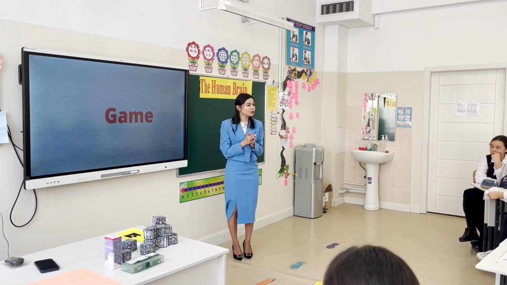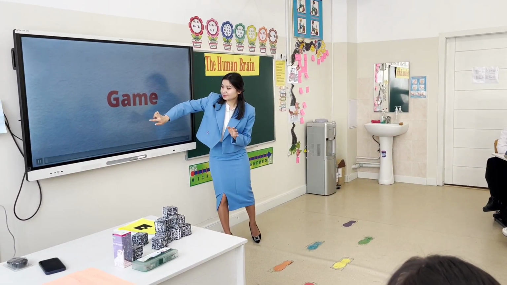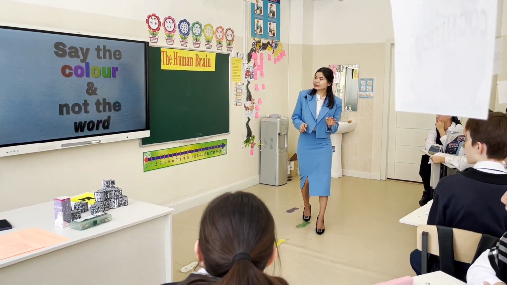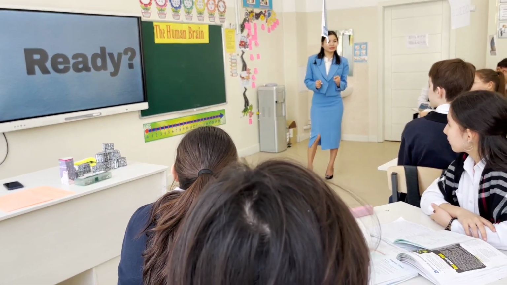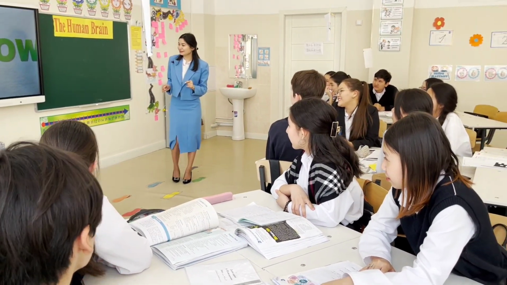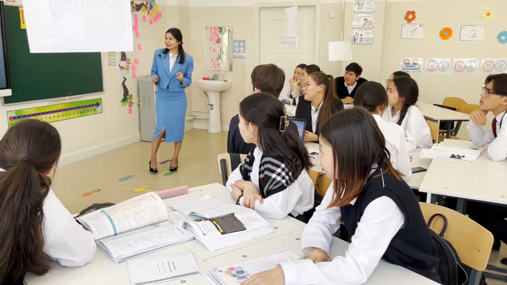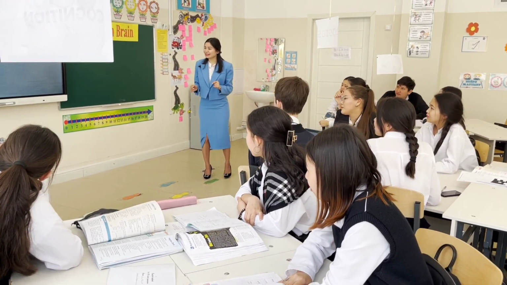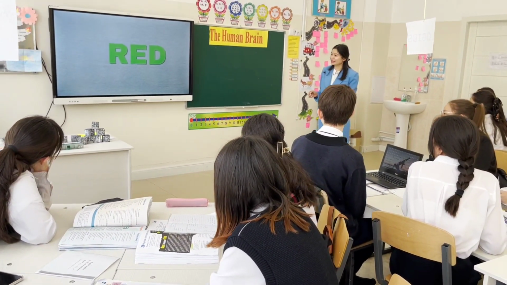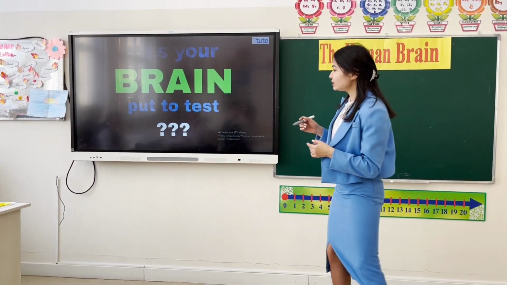And right now we are going to play one game. You should say the color, not the word, okay? Look at the screen. Are you ready? Yes. Okay. Yellow. Yellow. Green. Red. Red. Blue. Yellow. Black. Orange. Blue. Okay, guys, was it difficult for you? No.